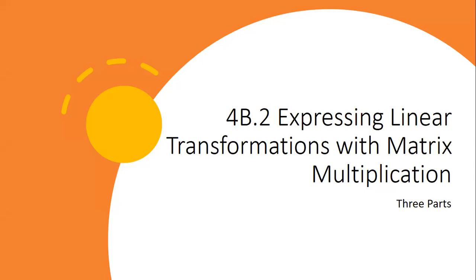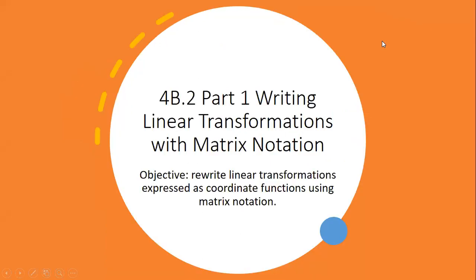All right. This is going to go on page 48 of your handy dandy notebook. So on page 48, we're doing part 1, which is the handout you got today: writing linear transformations with matrix notation. What is our objective today? It is to rewrite linear transformations expressed as coordinate functions using what we call matrix notation. Before we do that, we're going to recap what we've been doing for the past 3 days.